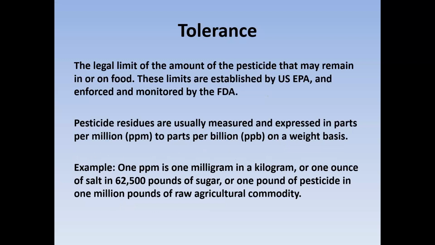When you deal with residues, there's also tolerance, which is the legal limit of the amount of pesticide that can remain in or on food. These limits are established by the US EPA and are enforced and monitored by the FDA. Pesticide residues are usually measured and expressed in parts per million or parts per billion on a weight basis. For example, 1 part per million is 1 milligram in a kilogram, or 1 ounce of salt in 62,500 pounds of sugar, or 1 pound of pesticide in 1 million pounds of raw agricultural commodity.